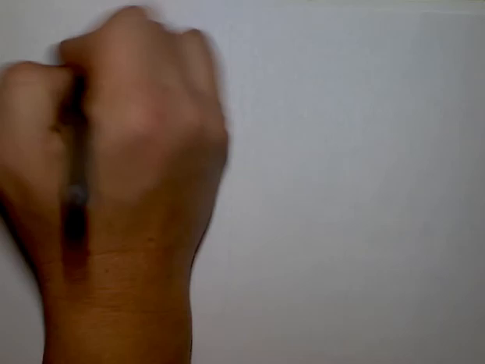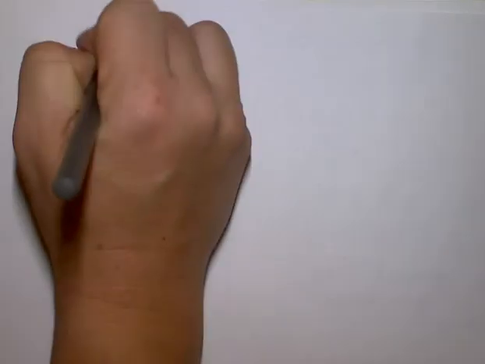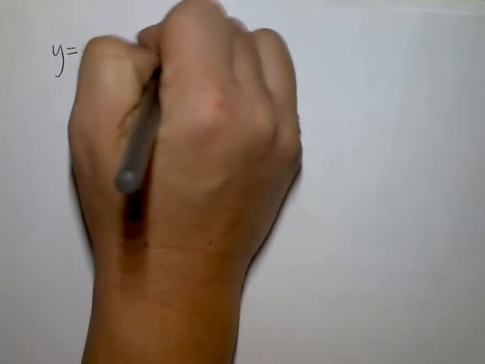Now I'm going to slow this problem down. So you're writing down y equals negative 4x squared plus 32x minus 11.